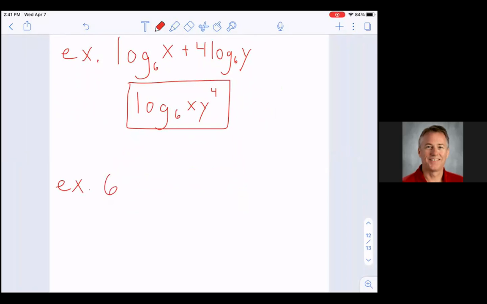Let's say we had 6 common log of r plus 8 common log of c. When I add them together, that's going to become multiplication. That's going to be r to the 6th and c to the 8th. So as a single log, I would write that as the common log. Remember, it's base 10, so I'm not writing that. Common log of r to the 6th, c to the 8th.